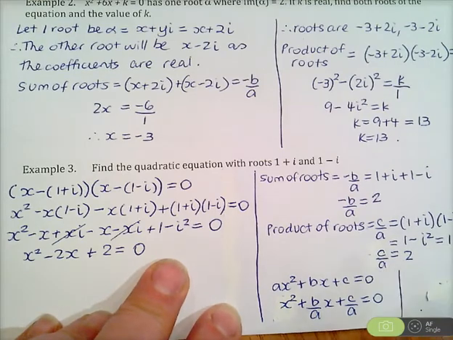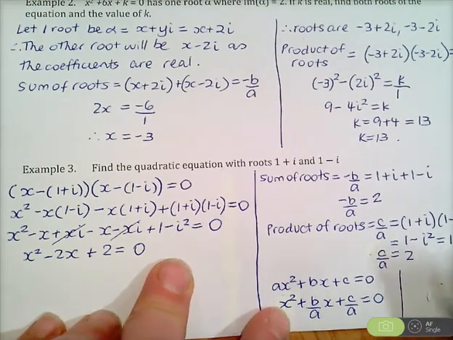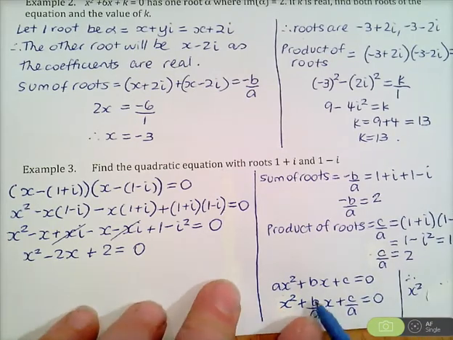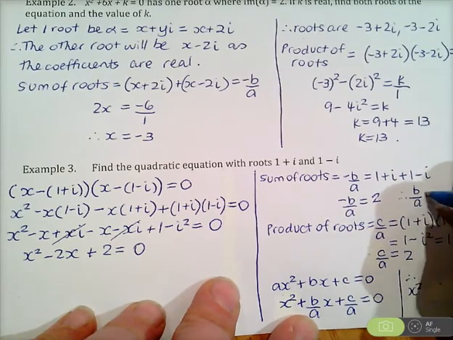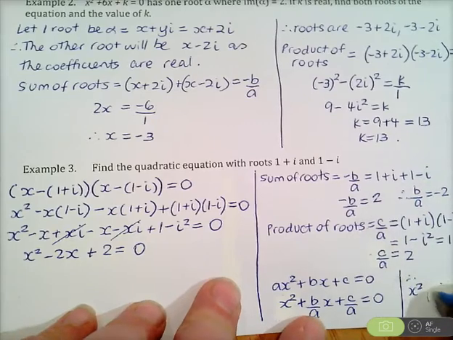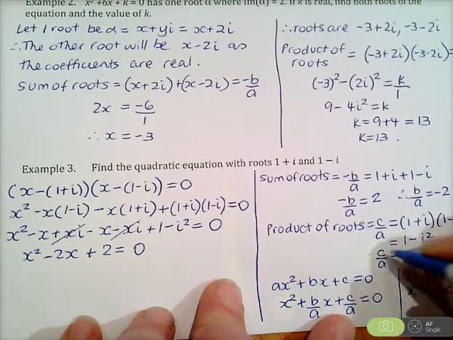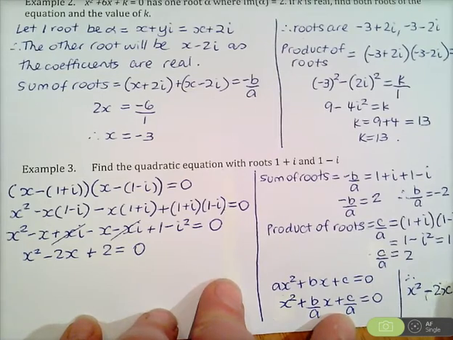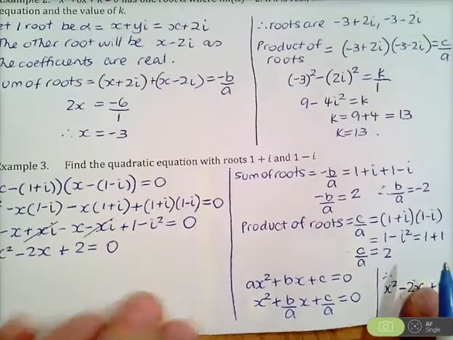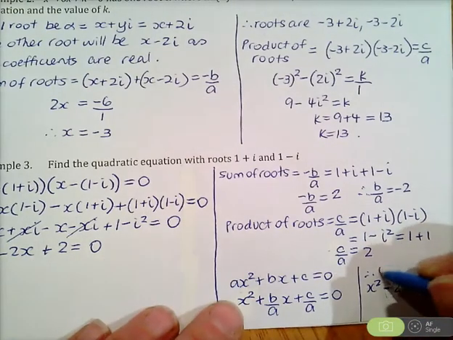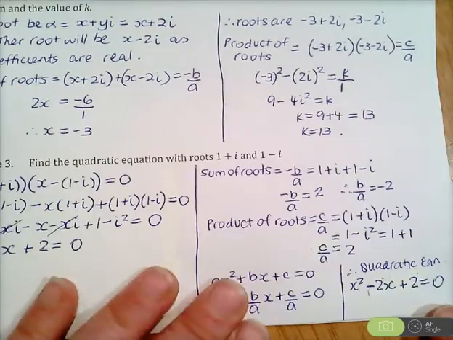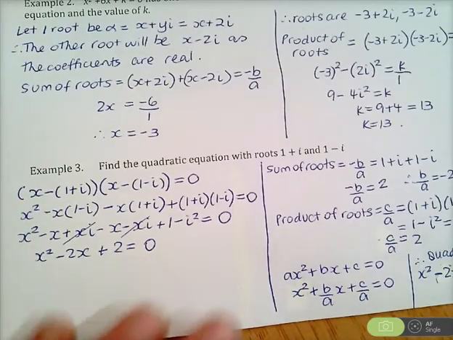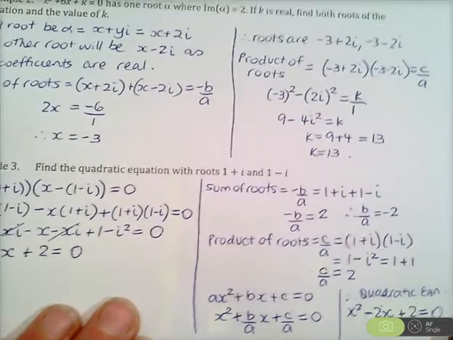And so now substituting from there, my quadratic equation is x squared. Now b on a, we know that minus b on a is 2, so therefore b on a is negative 2. So I get minus 2x, and we know that c on a is 2, plus 2 equals 0. So that's my quadratic equation: x squared minus 2x plus 2 equals 0. Notice that it's the same as what I got over here. So either method for example 3 is acceptable.